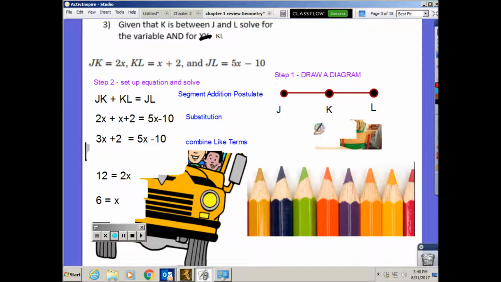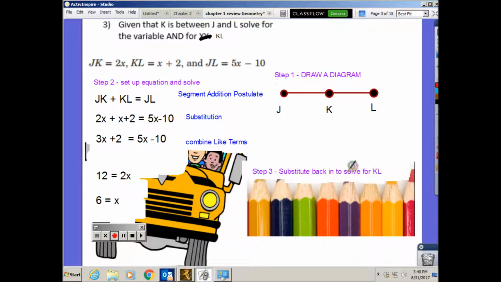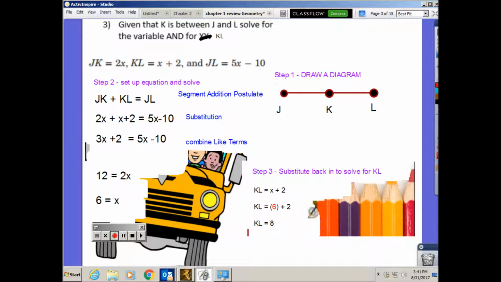So the last thing I have to do is plug that back in. So substitute back in to solve for KL. So if KL equals x plus 2, and I substitute in that value 6 for x, I would get that KL equals 8. So my answers, solving for the variable is 6, solving for KL is 8.